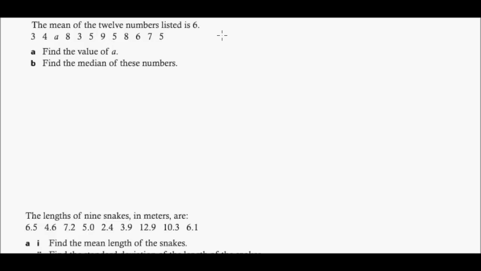Okay, so if the mean of 12 numbers is 6, that means these numbers have to add up to 72. Now, in order to find A, all we have to do is subtract all these numbers from 72. So I'm just going to do 72 minus, let's see, that's 7, 15, plus 8 is 23, 32, plus 13 is 45, plus 13 is 58, is 63. So if you do 72 minus 63, you're going to get 9, and that's your A value right there. So A equals, not 59, 9.